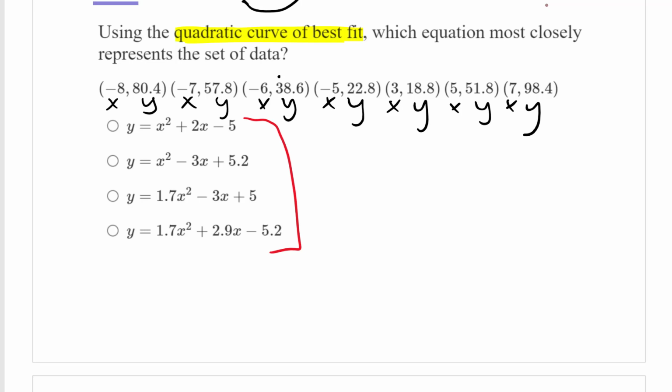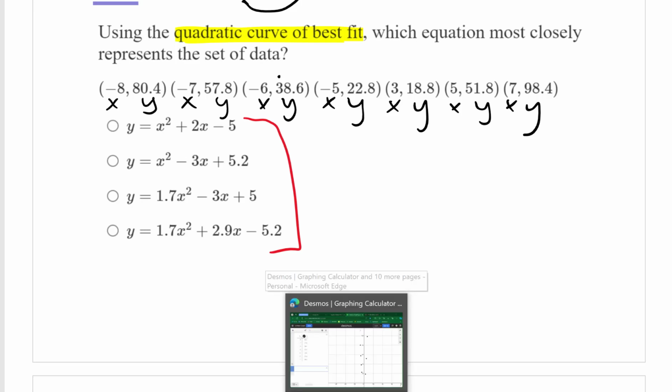You need to write those 4 options in the calculator. I will help you write them in the calculator. So open Desmos, back to your table.